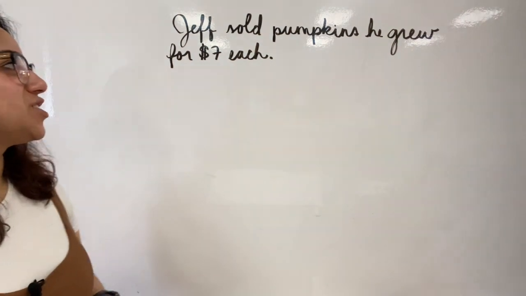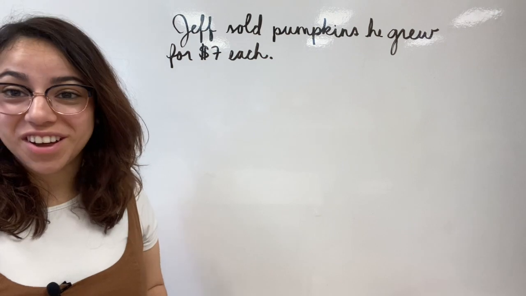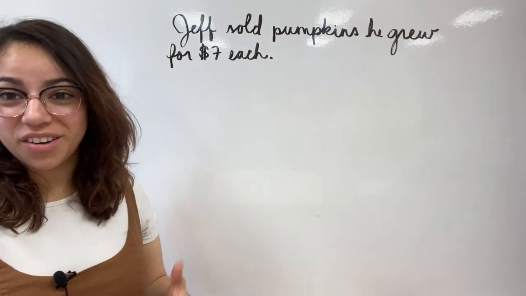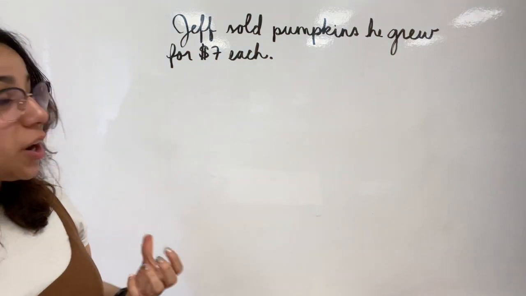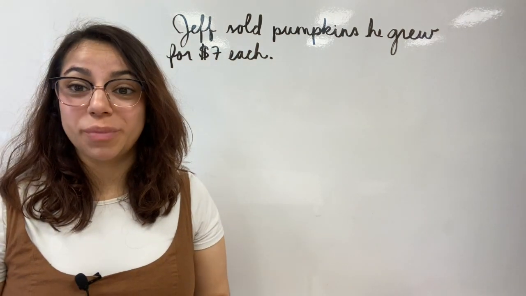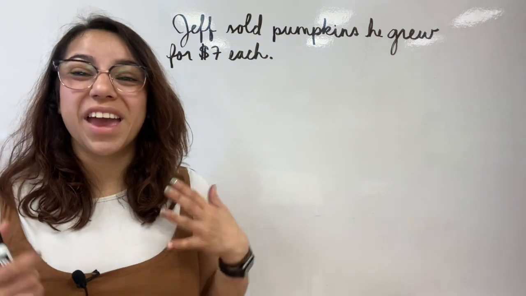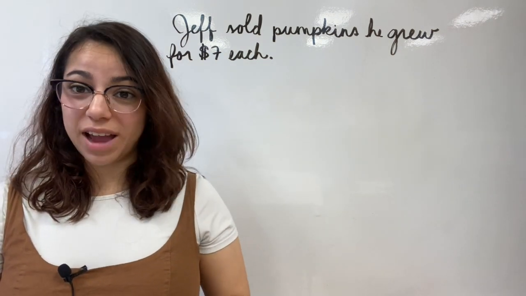Okay, it says, Jeff sold pumpkins he grew for $7 each. Now, the very first part of the problem is always going to ask them to make an expression.